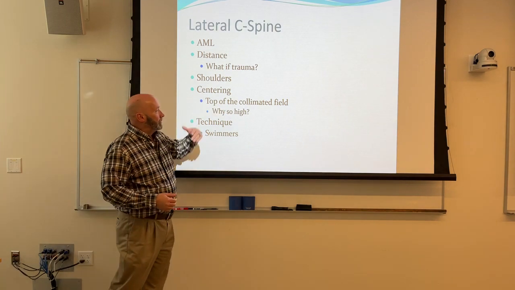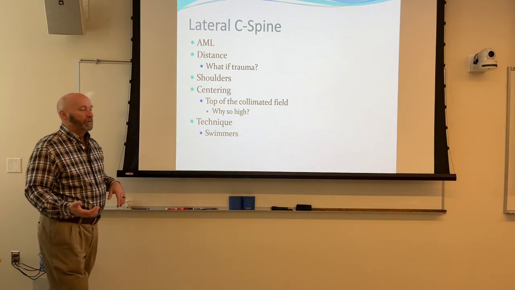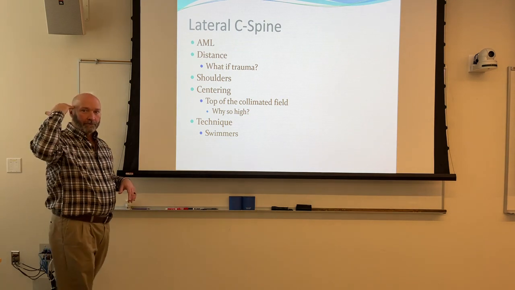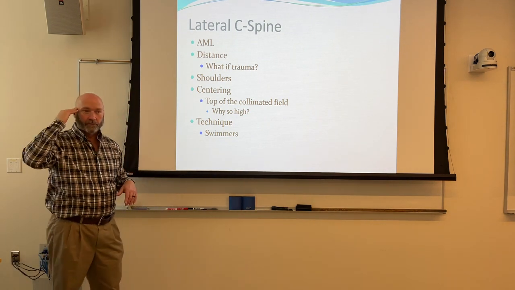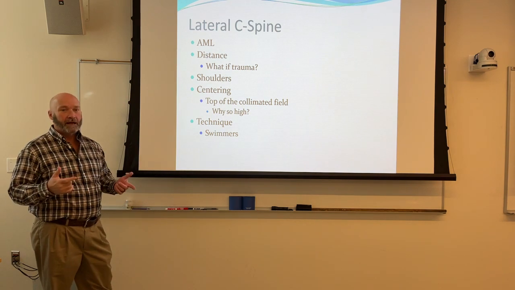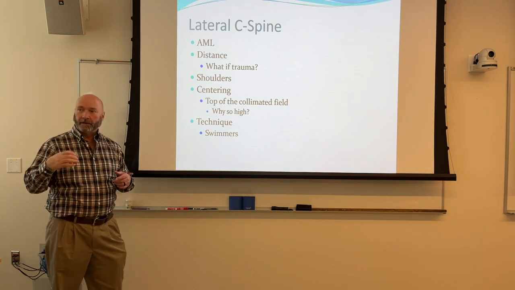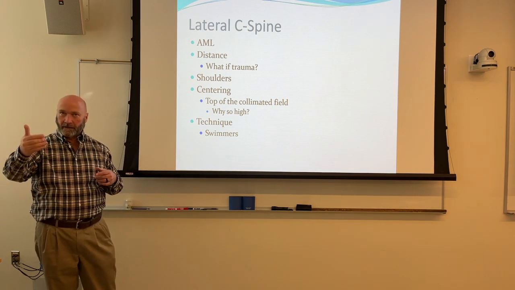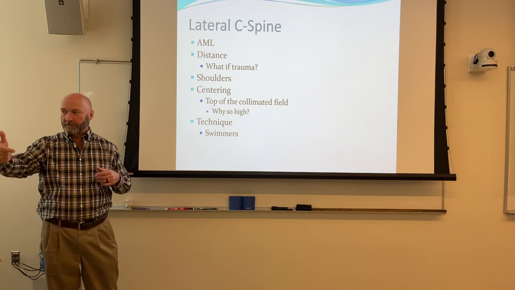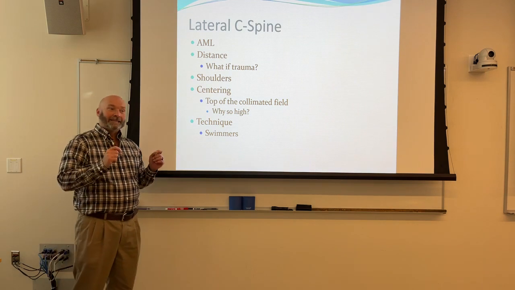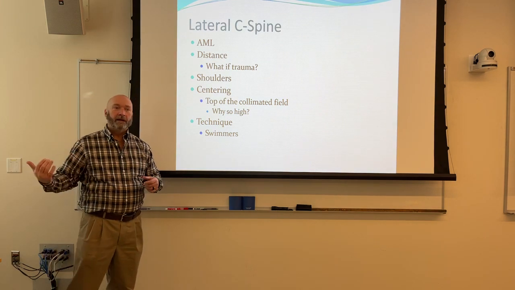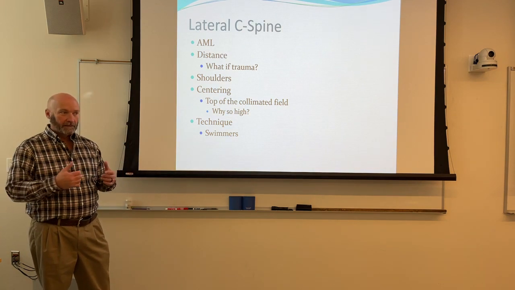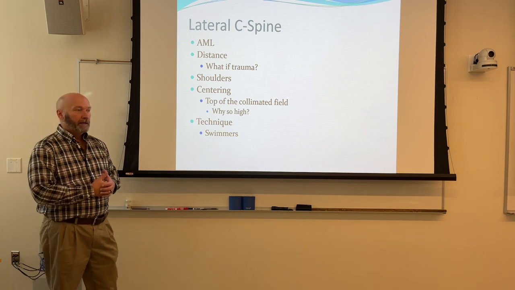So you're centering at the top of the collimated field. Most of your radiologists want you to get on your lateral all the way up to the sella turcica. And the reason for that is because you can have a rupture of the ligament that holds the dens into the anterior arch of C1, okay? Technically, that's a broken neck, even though you have no broken bones at all. If you rupture that ligament, you clinically have a broken neck.